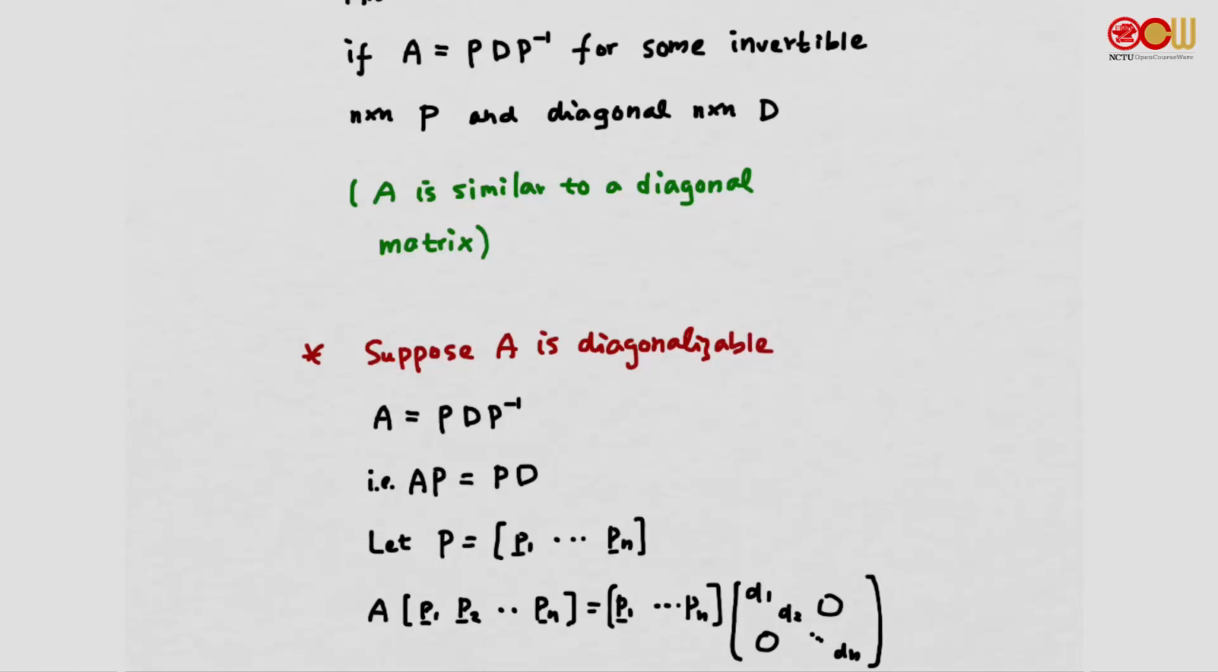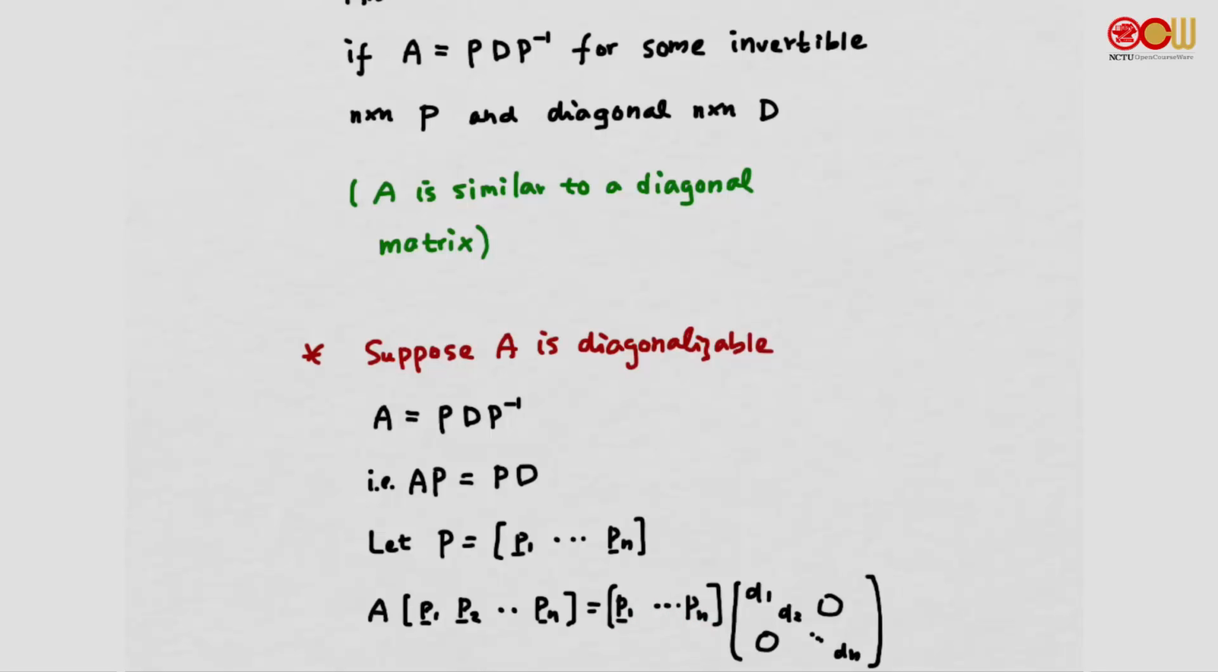The ith column on the left hand side would simply be API. That's the ith column on the left hand side. How about the ith column on the right hand side? On the right hand side, we have P1 to Pn and a diagonal matrix. So if we want to look at the ith column, what is it? This is a product, right? So each column on the right hand side of the product matrix would be a linear combination of these column vectors P1 to Pn.